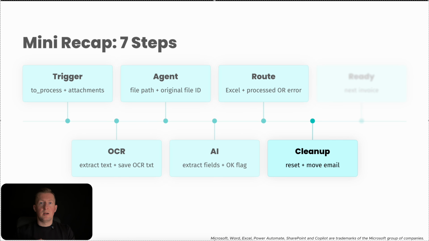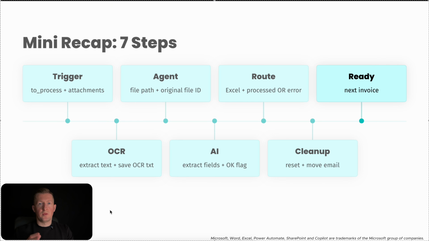Then we are cleaning up the variables in Power Automate and moving the email to the process folder. And basically the flow is ready and waiting for the next invoice. Let's see now in a demo how this process is running.